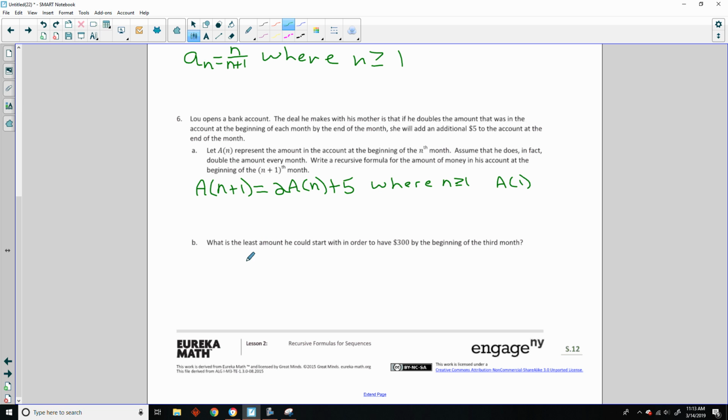Okay. B says, what is the least amount he could start with in order to have $300 by the beginning of the 3rd month? Okay, so 3rd month is a of 3. And that equals, well, this is where it might get a little confusing to you. In order for that to equal 3, we want n to equal 2. So it's going to be 2 times a of 2 plus 5.